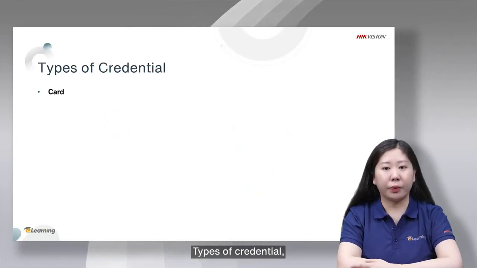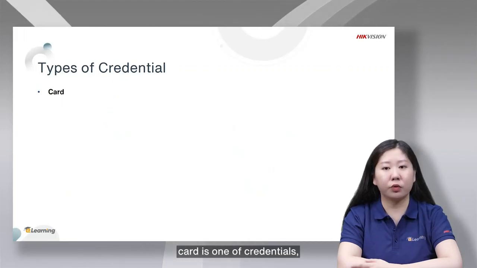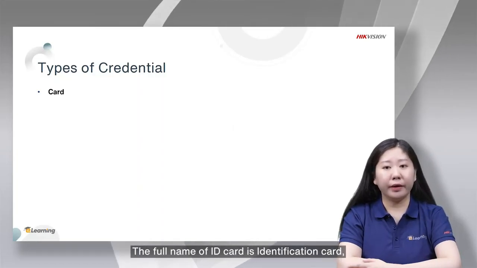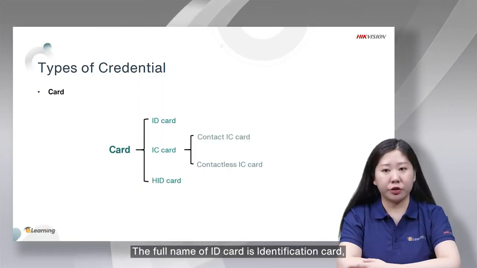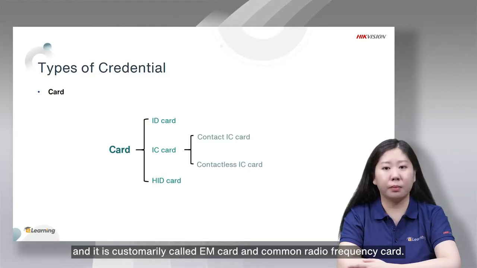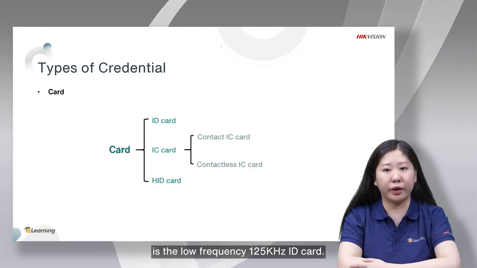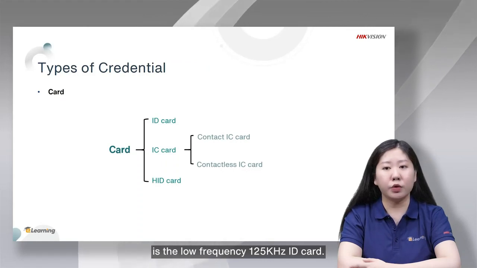Types of credentials. Card is actually one of the credentials. So let's talk about the types of cards first. The full name of ID card is Identification Card, and it is customarily called EM card, a common radio frequency card. The simplest and most common radio frequency card is a low-frequency 125 kHz ID card.